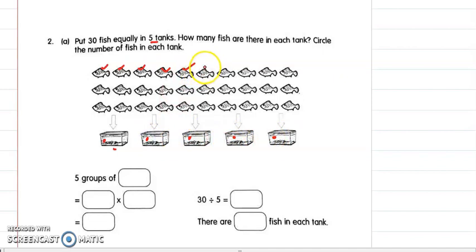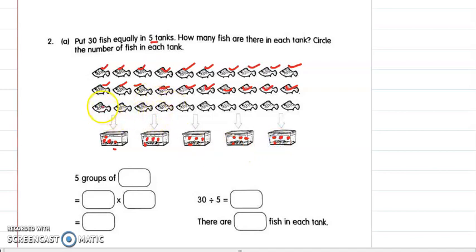Now the next 5 I will pick up, 1, 2, 3, 4, 5, and put 1 in each. Then the next 5, 1, 2, 3, 4, 5, and put 1 in each. And then the next 5, 1, 2, 3, 4, 5, and put 1 in each, 1 here, 1 here, 1 here, 1 here, and 1 here.